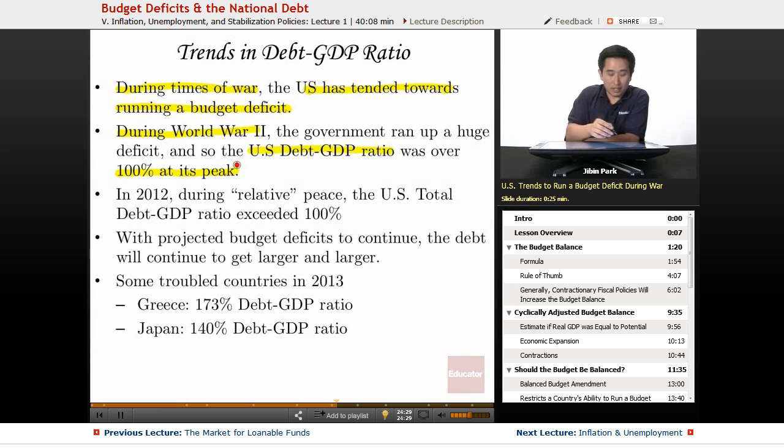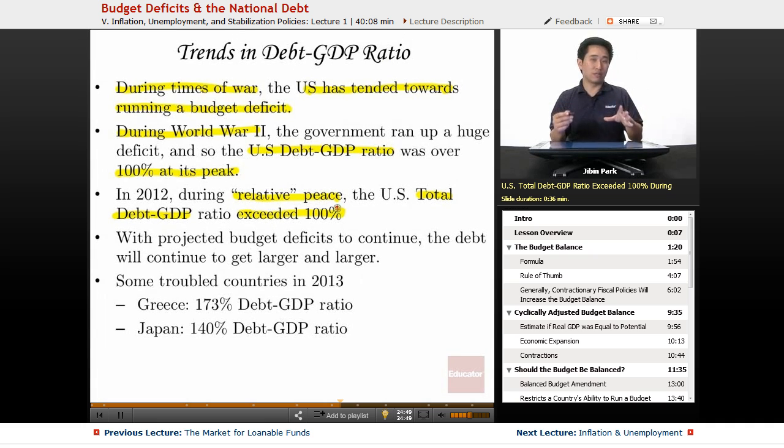So what's troubling is that in 2012, during relative peace, the U.S. total debt, so not only the debt held by the public, but the total debt, the total debt to GDP ratio actually exceeded that 100%. So again, depending on what numbers you're using for debt, either way, it's relatively high during times of peace. But again, this is becoming a problem when our debt is higher than the GDP. When it's over that 100% mark, then you see some problems.